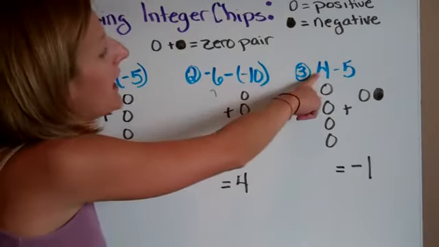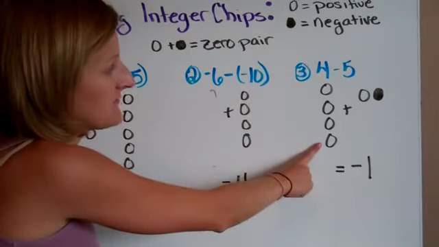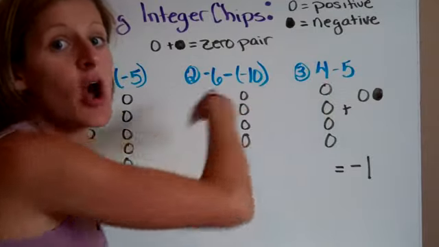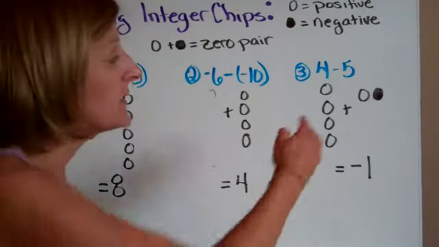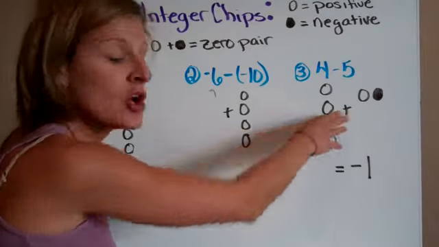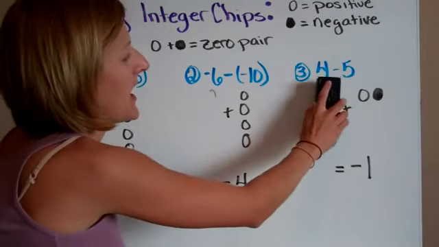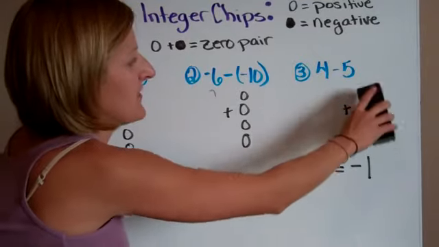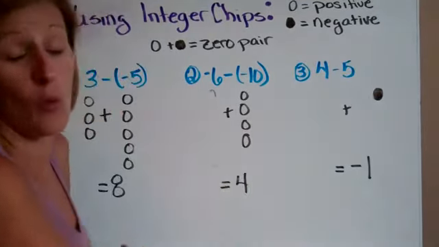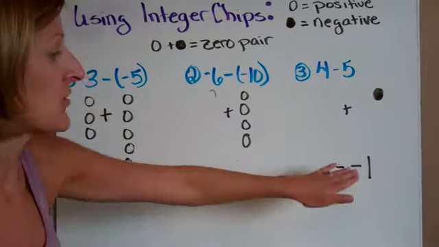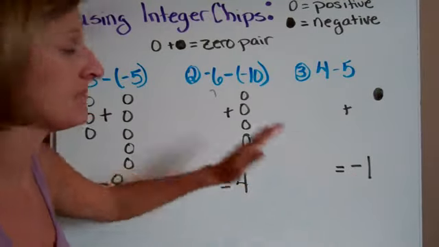This last one, I have 4 positive chips and I need to take away 5. Well, I don't have that 5th positive chip to take away, so I need to add just 1 0 pair. Now I can take away my 4 positive and my 5th positive, and it's left me with 1 negative chip. So that's my answer, -1.